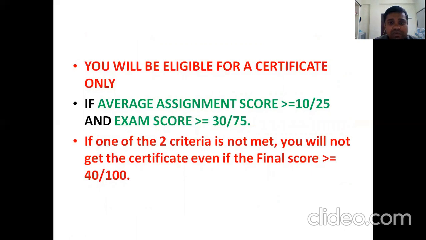Next, you will be eligible for a certificate only if the average assignment score is greater than or equal to 10, and the exam score is greater than or equal to 30. If one of the criteria is not met, you will not get the certificate, even if the final score is greater than 40. Suppose I got a final score of 40 marks: my assignment marks are 8 and exam marks are 32. I got 40 marks in total, but I won't get the certificate because the assignment marks must be 10. Then only will you get the certificate.